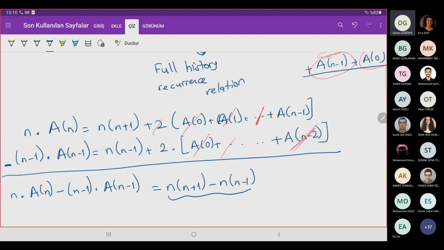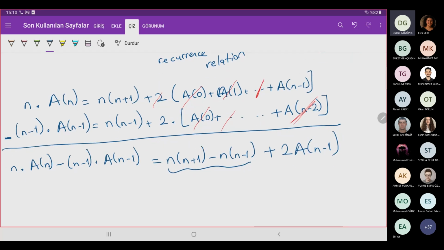It comes from the first terms. Plus I end up with only 2 times a(n-1), right? So this is n squared plus n minus n squared plus n, which is equal to 2n, okay? So it's actually 2n plus 2 times a(n-1).